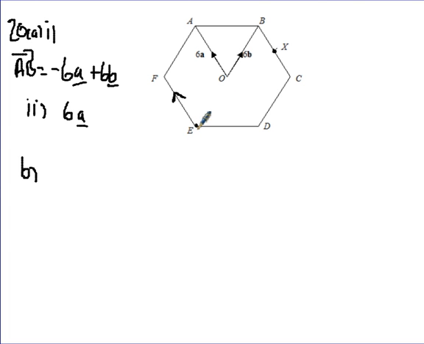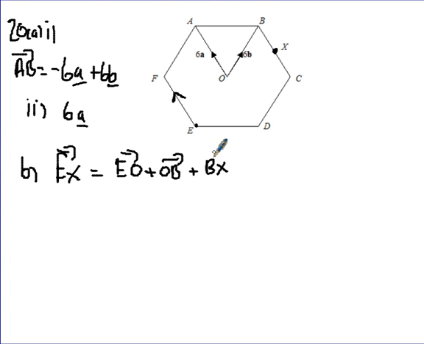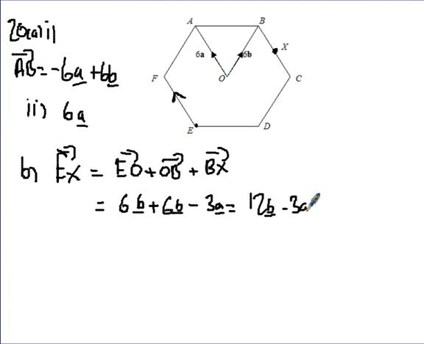So the movement here, E to X, what will that be there? Well, we know that E to X is the same as saying E to O plus O to B plus B to X. Well, E to O would be 6b, O to B would be 6b, and B to X then, well, that would be minus 3a. So that gives you 12b minus 3a.